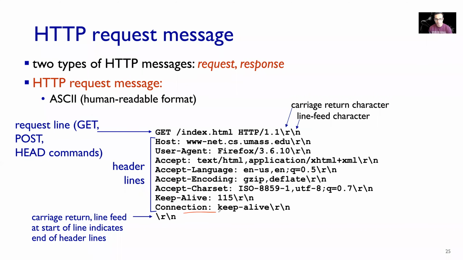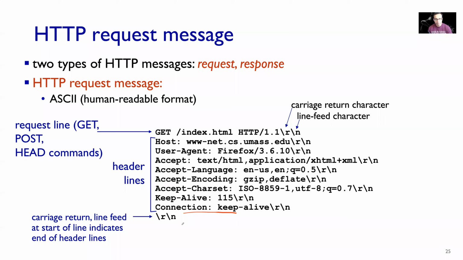This implies the TCP connection will be kept alive. We'll come back to this point. But at the end of these headers, you'll notice there's an extra carriage return line feed to imply that's the end of the headers. And in fact, in a GET request, you won't have anything in the actual body. So it's just the request line, the headers, and that's it.